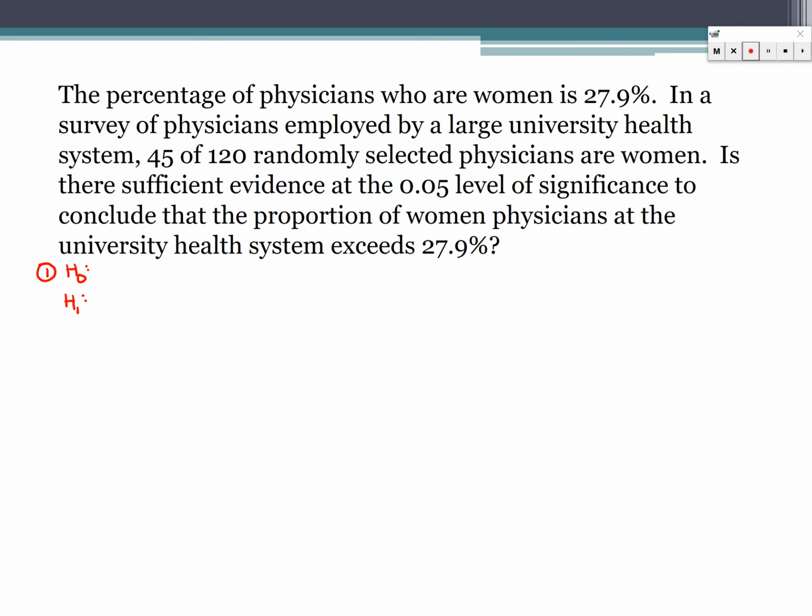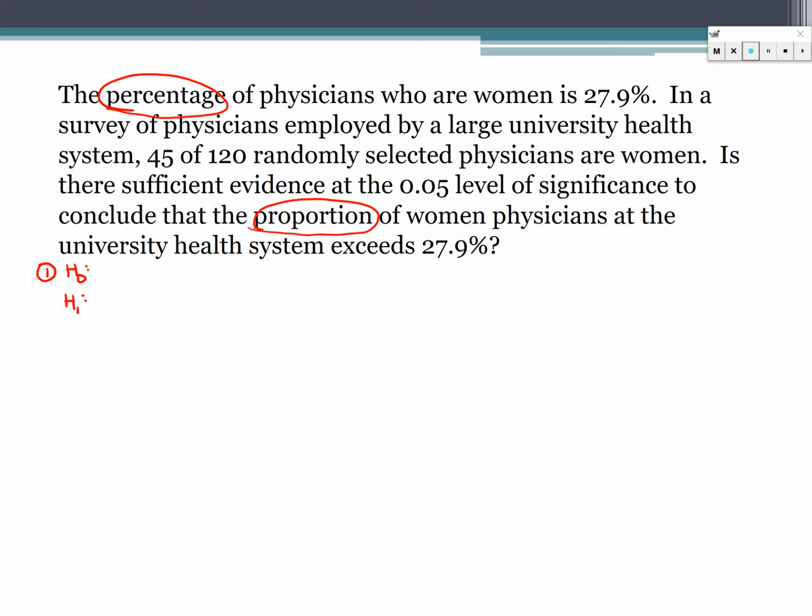We start off, as usual, with our hypotheses. Now we have to slow ourselves down though. I know we're so used to putting the mu there, but we're no longer being asked for the mean. Couple keywords to look for. We're given the percentage, and then it specifically asks us if we can conclude that the proportion. So a couple keys to look for.